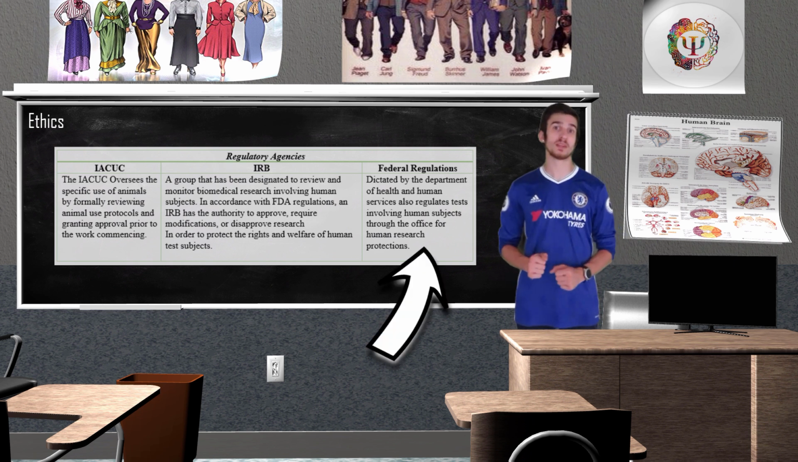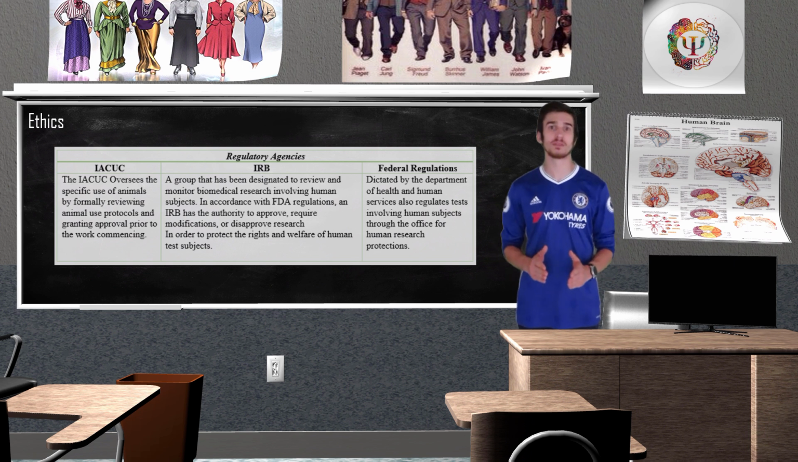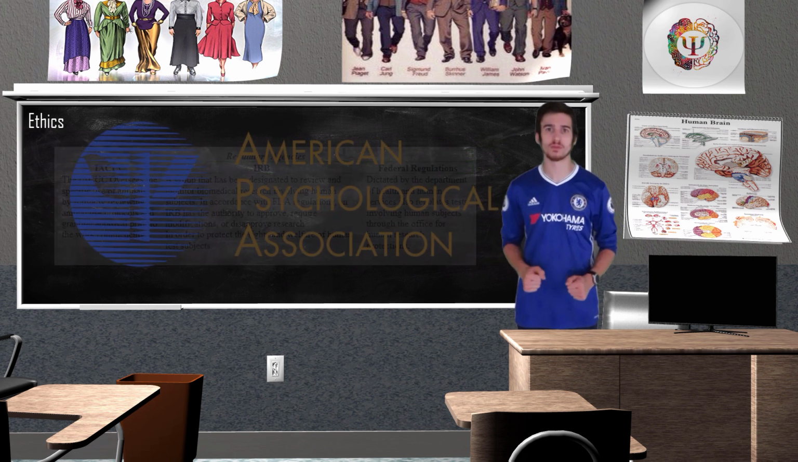Federal regulations set in place by the Department of Health and Human Services also regulate tests involving human subjects through the Office of Human Research Protections. On the HHS website, you can find several regulations set in place regarding human testing. The last regulatory agency we are going to talk about, and perhaps the most important for this course, is going to be the APA, or the American Psychological Association.